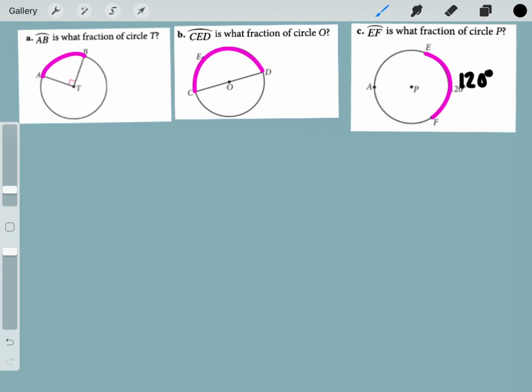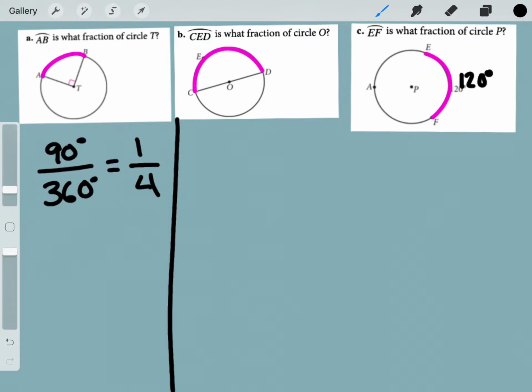All right, so let's talk about this. If we have a 90-degree angle, divided by our full amount of degrees in a circle, which is 360. If you do 90 divided by 360, you'll get 0.25, but I wanted a fraction, not a decimal, so it's actually 1/4. You can divide 90 by 90 and 360 by 90 to reduce it to 1/4. So this arc AB is 1/4 of the circle.